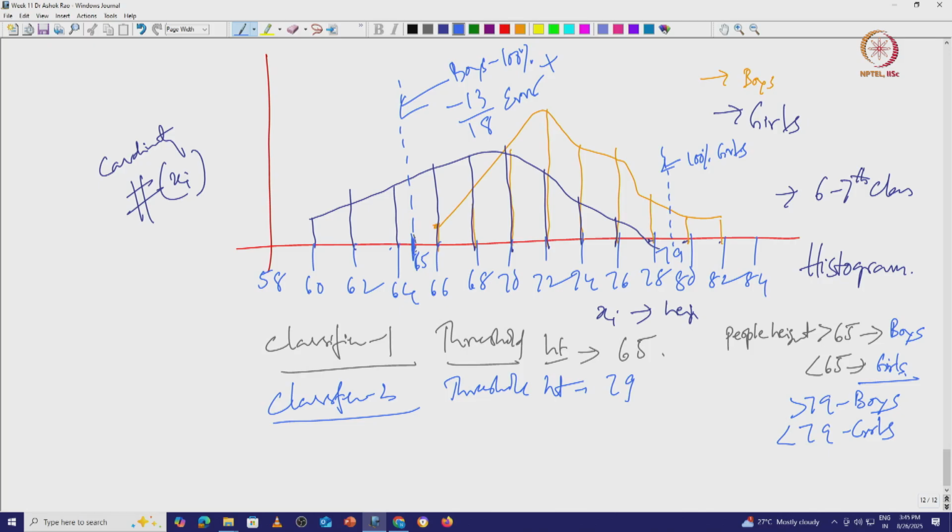Four plus 4 is 8, 8 plus 4 is 12, plus 6 is 18, 20, 21. 21 out of 28 boys is the error. So, which is best? Threshold height for this.